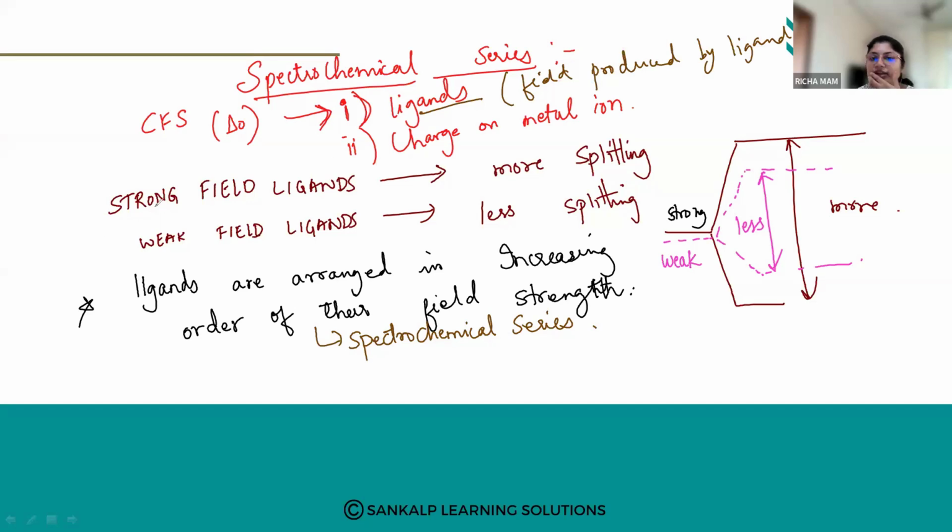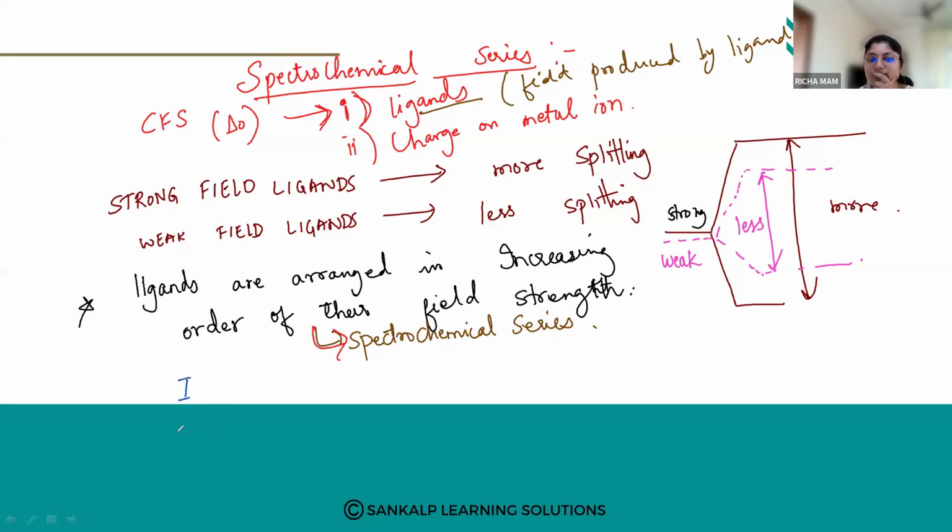Then strong field ligands, whenever you have strong field ligand, more splitting takes place. And weak field ligands, less splitting takes place. So based on the experimental observation, the ligands are arranged in the increasing order of their field strength, and this is termed as spectrochemical series. What is it termed as? Spectrochemical series.